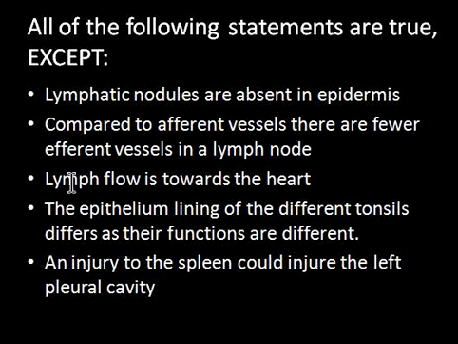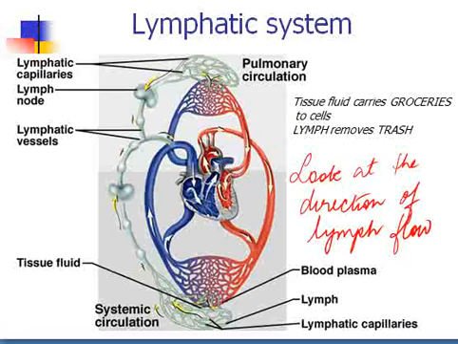The next statement, lymph flow is towards the heart. Now this, I have a picture that I want to show you. And this is a picture I have in my in-class lectures. But anyway, this just shows you, if you think of it, where does lymph finally go? It goes into the veins, and in the veins it goes into the junction between the subclavian and internal jugular, and then finally into the right atrium of the heart. So lymph flow is towards the heart.